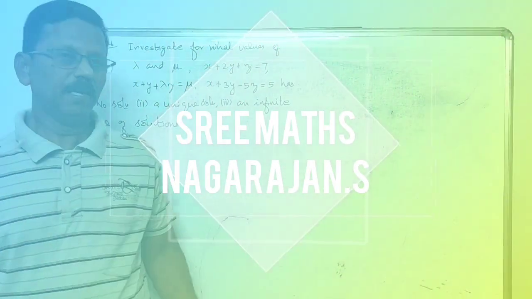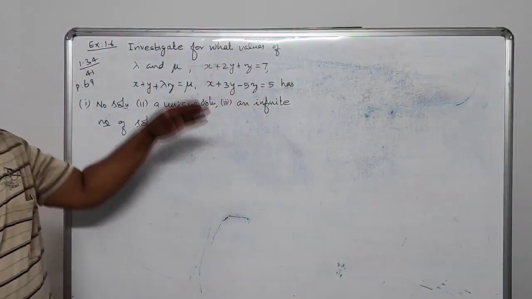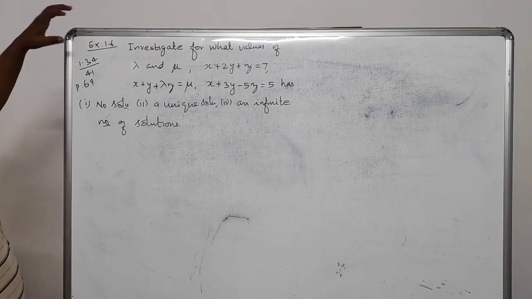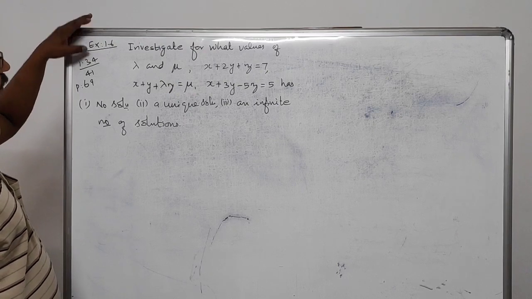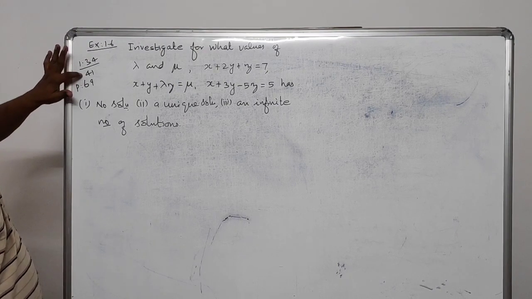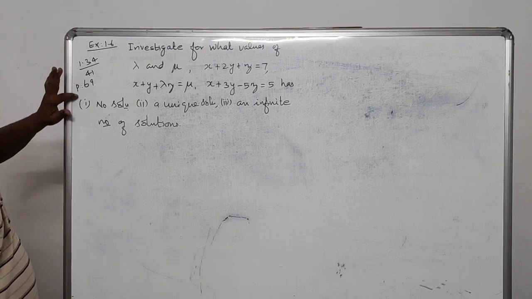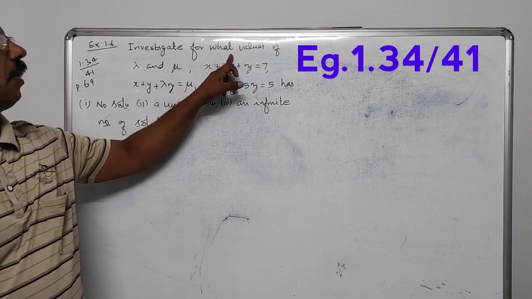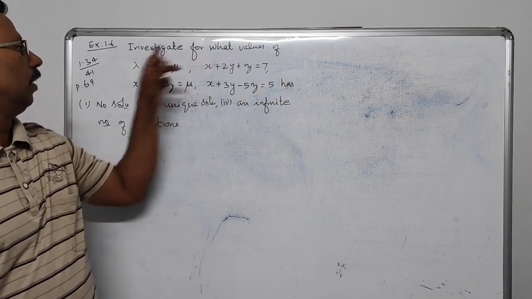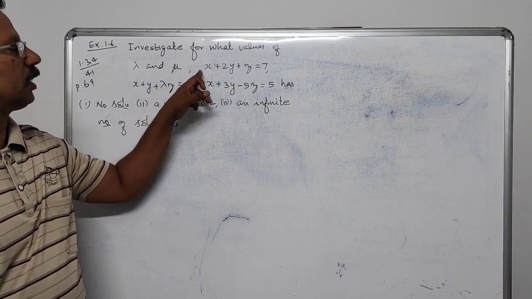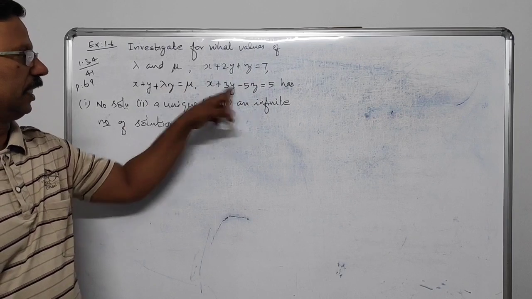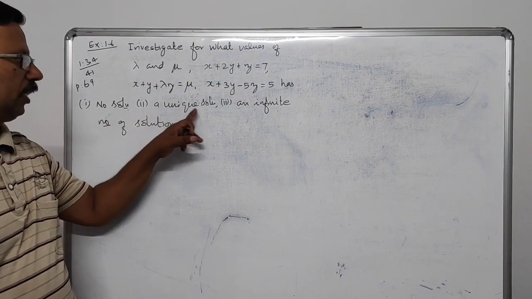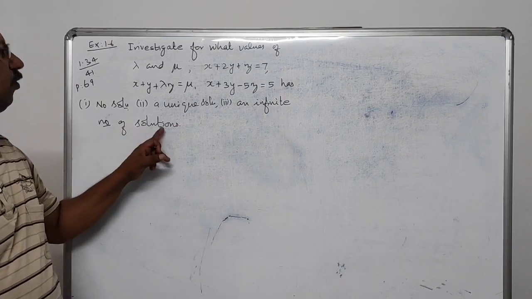In the previous class, we have seen a problem like this. The same type of problem we are going to discuss today also. Now this is example 1.34 of exercise 1.6 given on page number 41. In our material, this is problem number 69. Here the problem is: investigate for values of lambda and mu whether this system of three linear equations has no solution, a unique solution, and an infinite number of solutions.